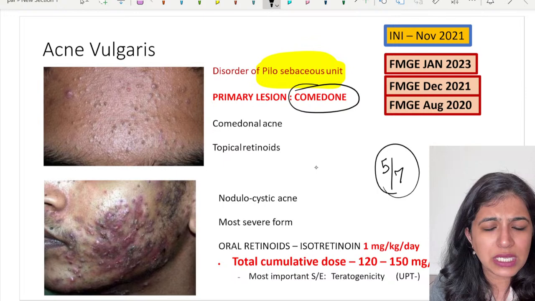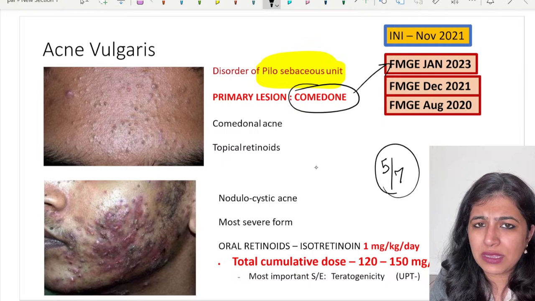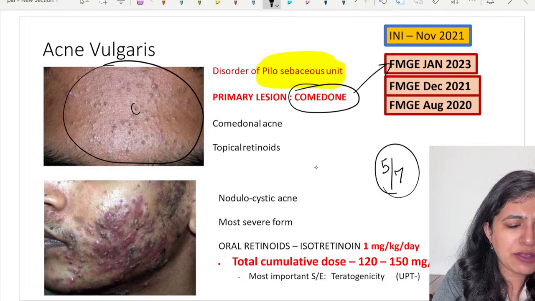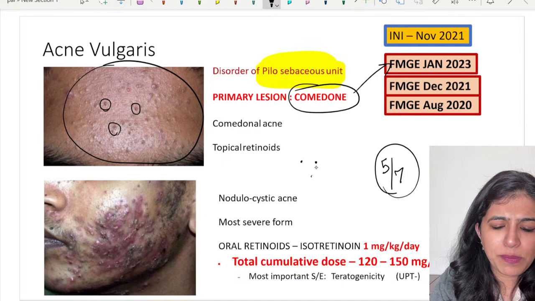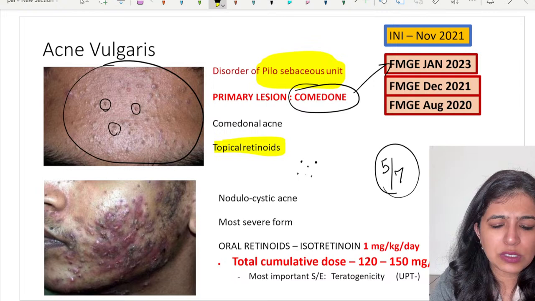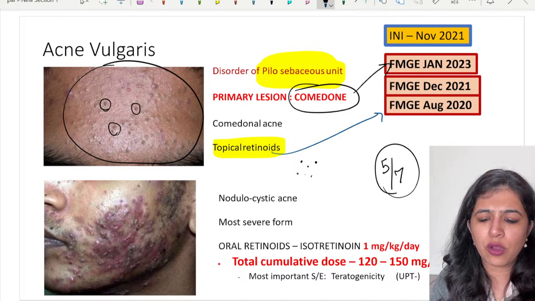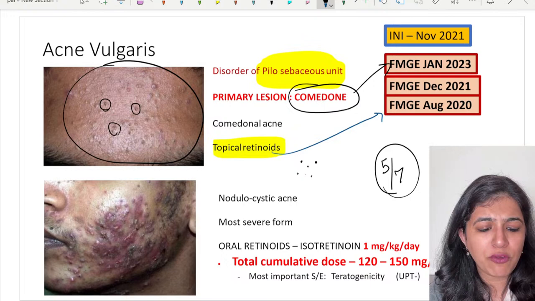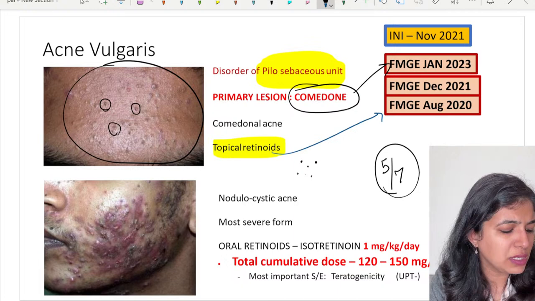This was the question in the Jan 23 exam. Now, when you have a predominantly comedonal acne, you identify these black comedones in the images. There will be small black dots on the forehead like this. These are all blackheads or open comedones. This is called comedonal acne. Treatment of choice is topical retinoid. This was the question that was asked in your August 2020 exam. Which of the following will be used as a treatment for this patient? The image showed comedonal acne. Treatment of choice is topical retinoids, which could be tretinoin and which could be adapalene.